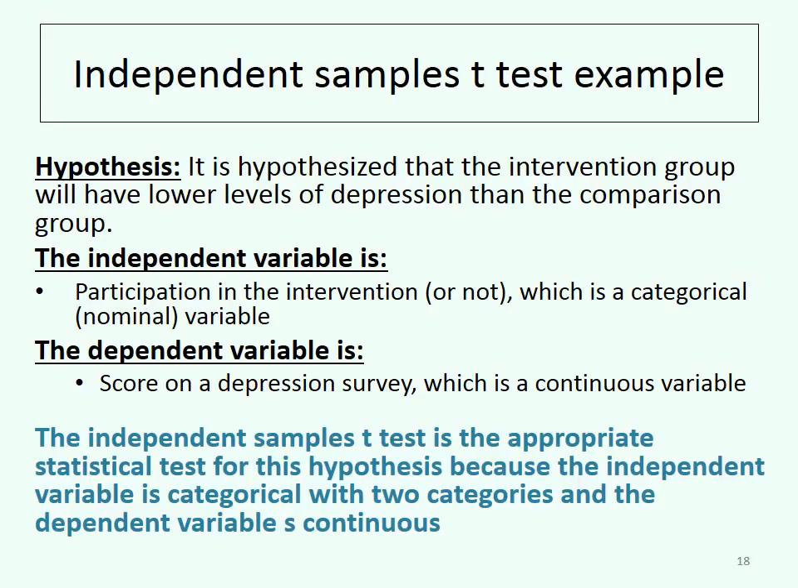The independent variable is participation in the intervention or not, which is a categorical variable. The variable is expressed as either the intervention group or the comparison group. The dependent variable is the score on a depression survey, which is a continuous variable. The independent samples t-test is the appropriate statistical test for this hypothesis because the independent variable is categorical with 2 categories, and the dependent variable is continuous.